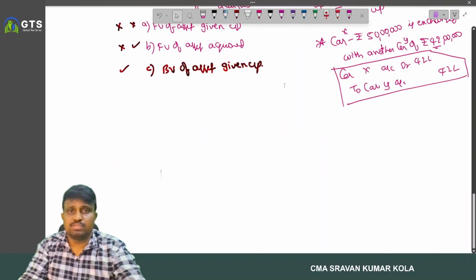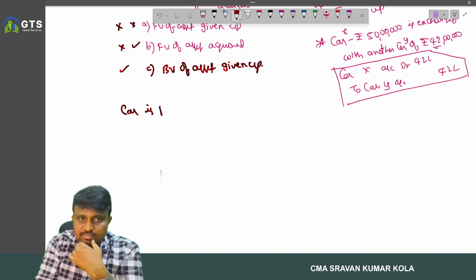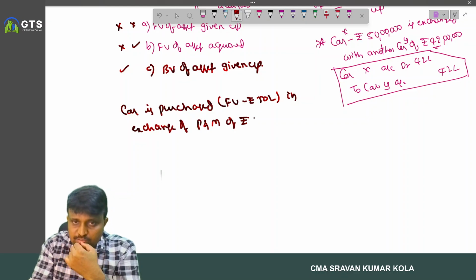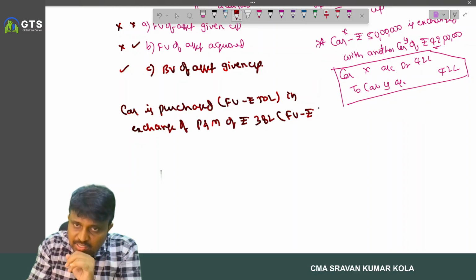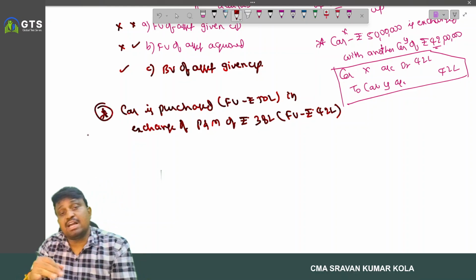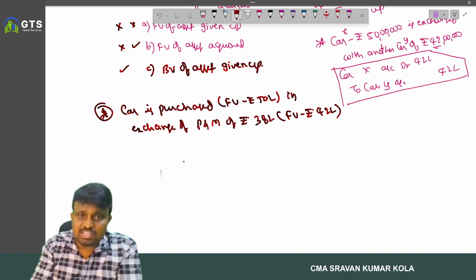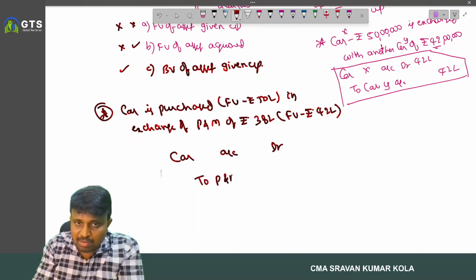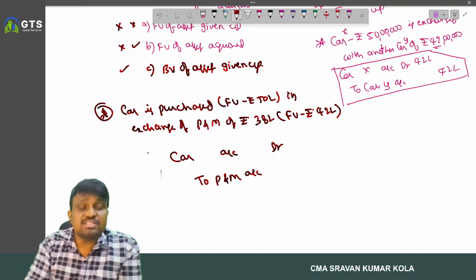Okay. So here, for example, one car whose fair value is 50 lakh is purchased in exchange of plant and machinery of rupees 38 lakh, whose fair value is 42 lakh. And remember, if it is involving commercial substance, what is the entry we have to record? Correct, we are getting a car. In return, we are providing the plant and machinery account. At what price is the car recorded?